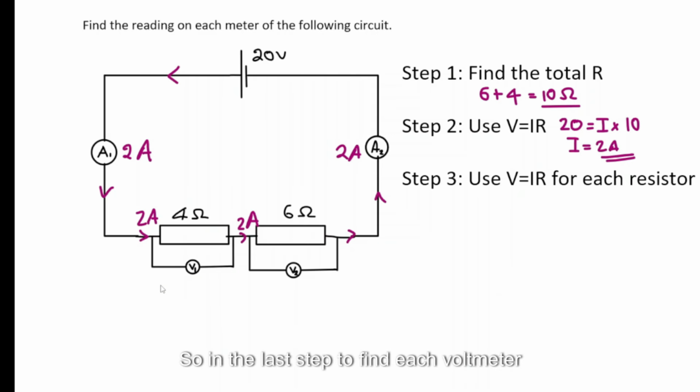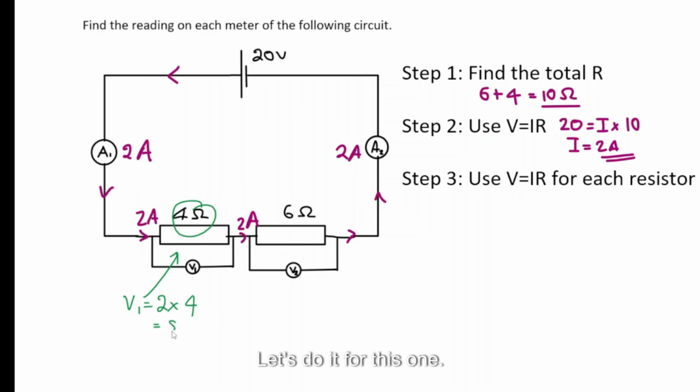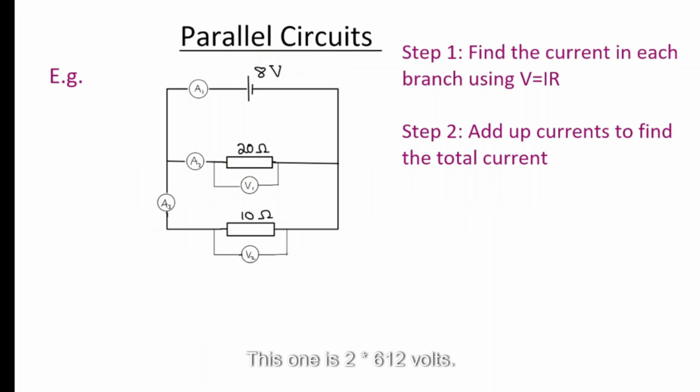So in the last step, to find each voltmeter reading, you're going to use V is equal to I times R for each resistor. Let's do it. For this one, V1 is I times R, so 2 times 4 is 8 volts. This one is 2 times 6, 12 volts.